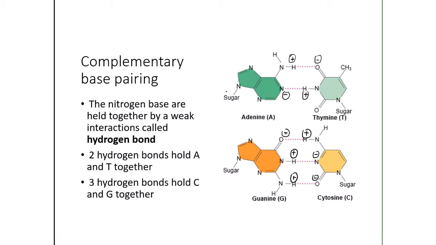And so that is the complementary base pairing. If you know one side is A, the other side is always T, and vice versa. And if one side is G, the other side is always going to be C, and vice versa.